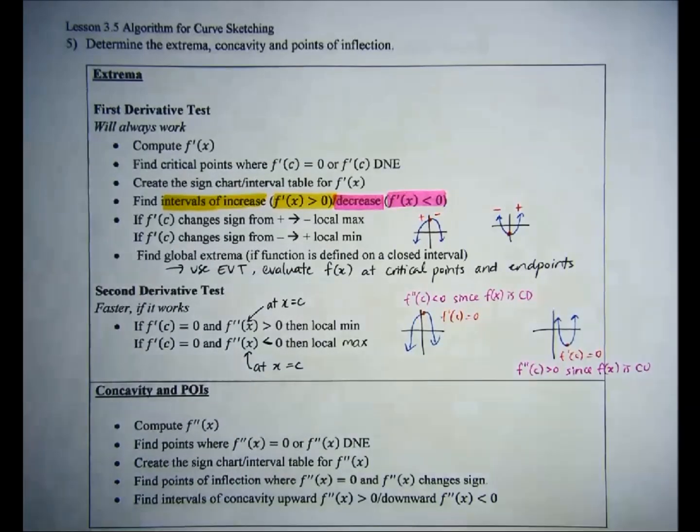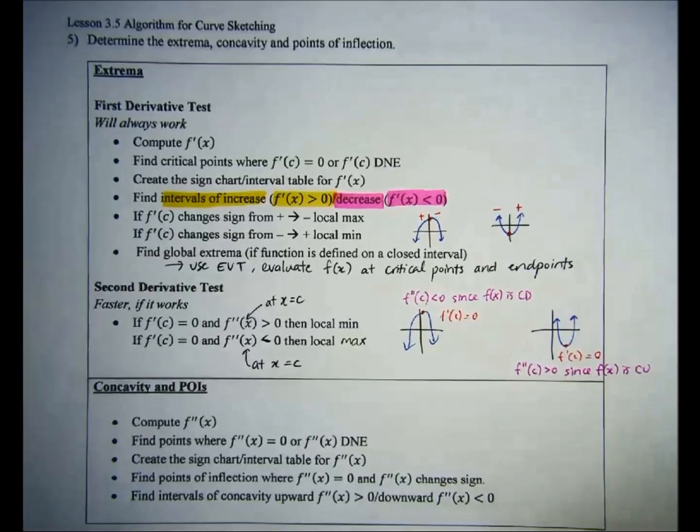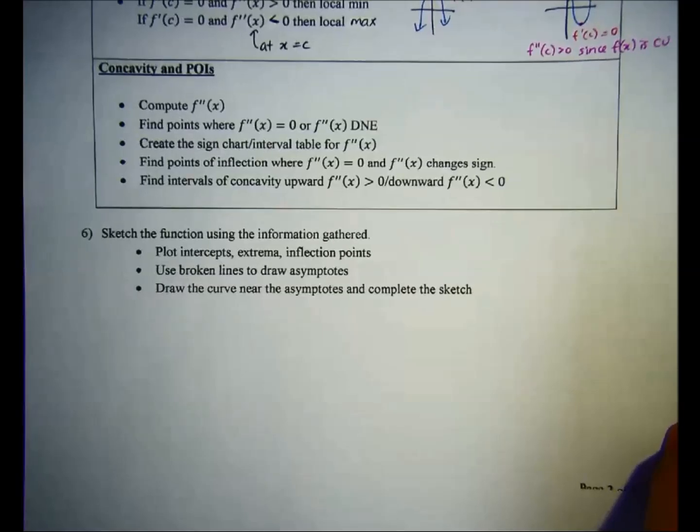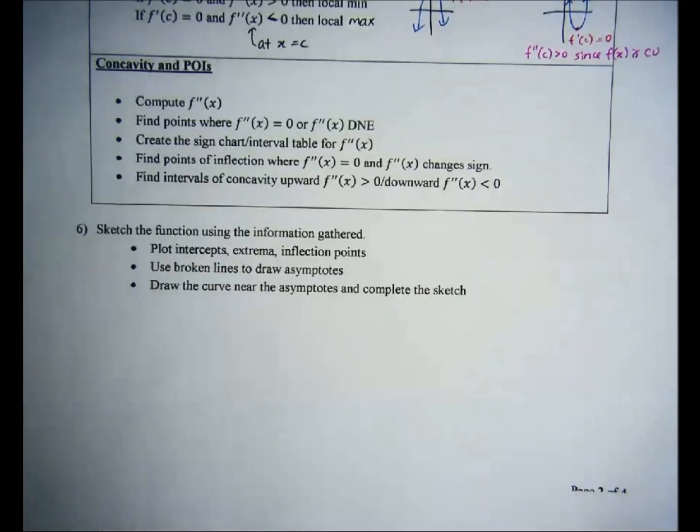Now let's move on to concavity and points of inflection. To figure out this information, you want to compute your second derivative and then figure out your points where the second derivative is equal to 0 or does not exist. Then you have to create the sign chart or your interval table for the second derivative. And your points of inflection exist where the second derivative is equal to 0 and the second derivative changes signs.